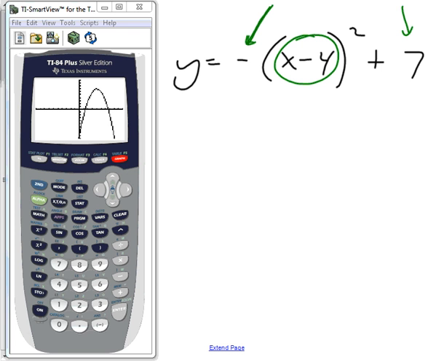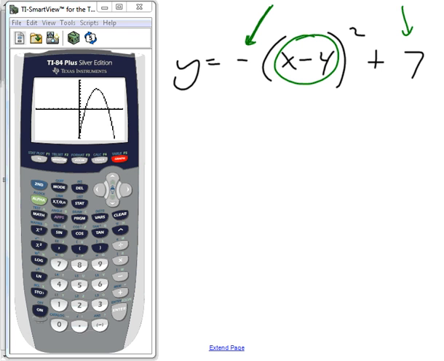Do you see that this used to be a normal parabola? Until some things happen, right? How about that -1 in front of it? What did that do? It flipped it up, down. And then the -4, do you see that it's been moved to the right 4? All right, and then that +7, what does that mean? It's moved up 7.